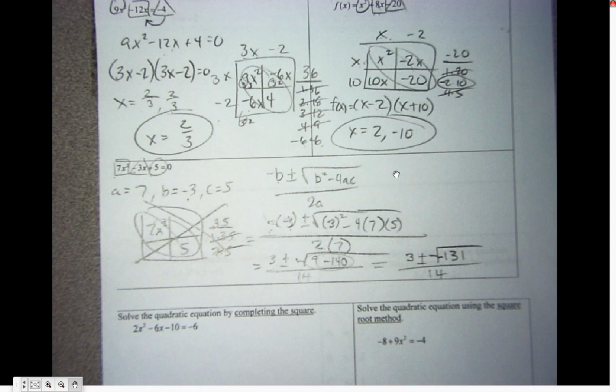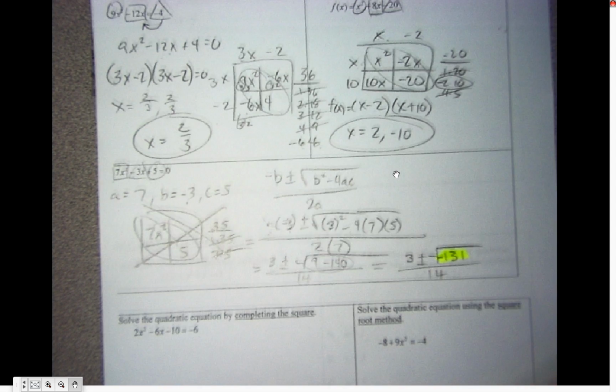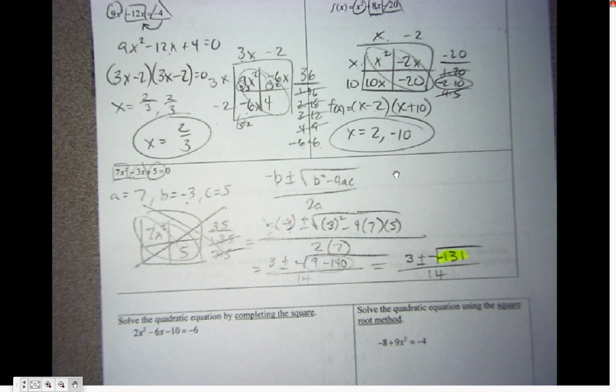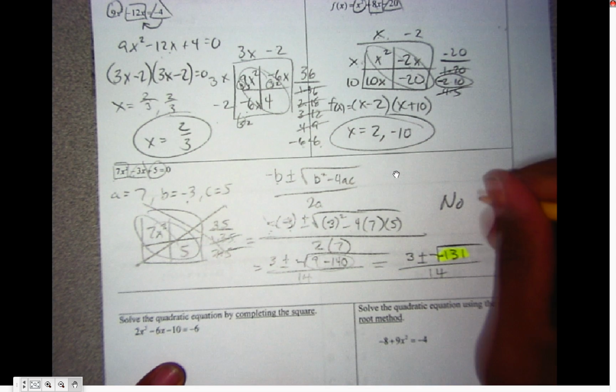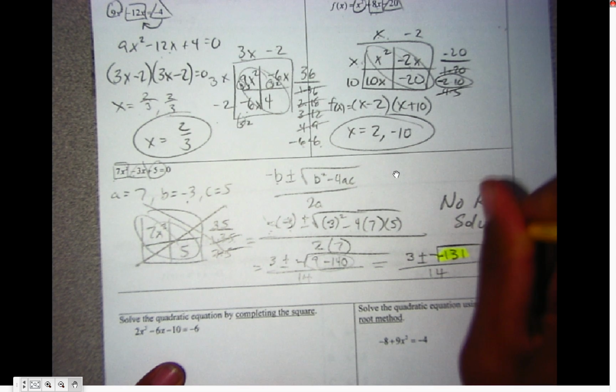Okay, but there's a problem here. And the problem is, maybe you guys already see it and already saw it in class, is that I've got a negative in the square root. As soon as I get a negative in a square root, I stop and I know that that's going to be no real solution, or no solution.